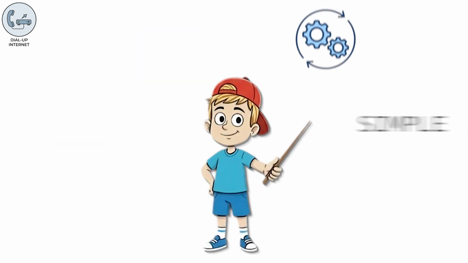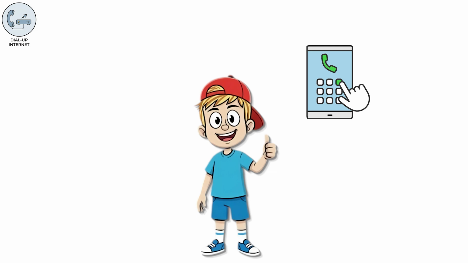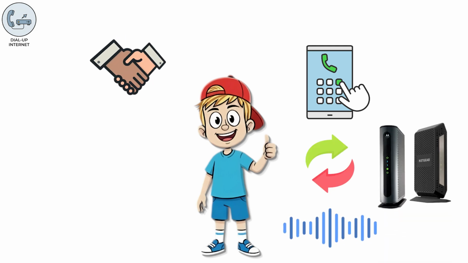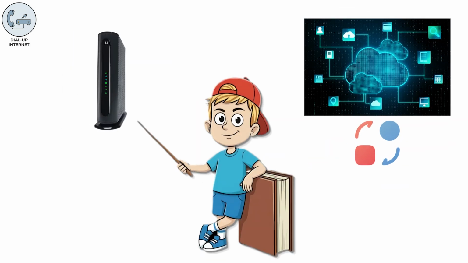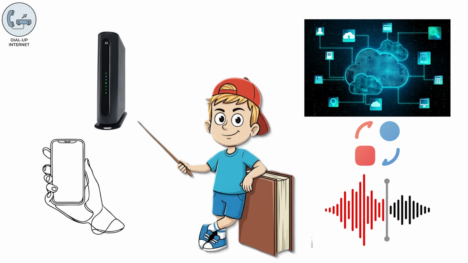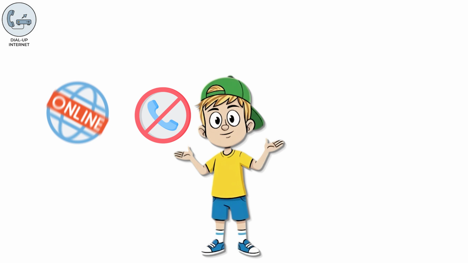The process was simple. Your computer's modem connected to a phone jack, dialed the provider's number, and both modems exchanged analog tones in a handshake to establish connection settings. The modem converted digital data into analog audio for phone lines while your provider converted it back. The catch? You couldn't make phone calls while online.